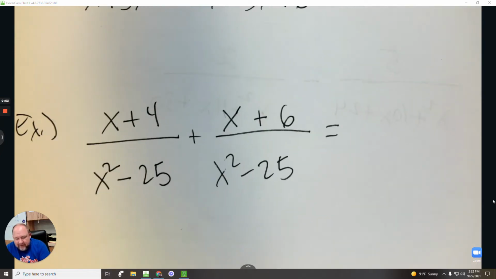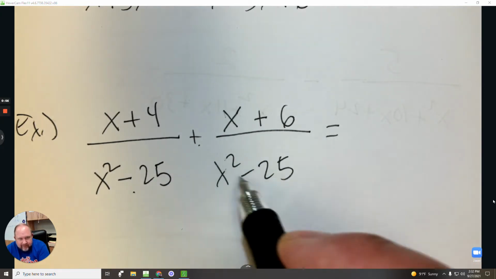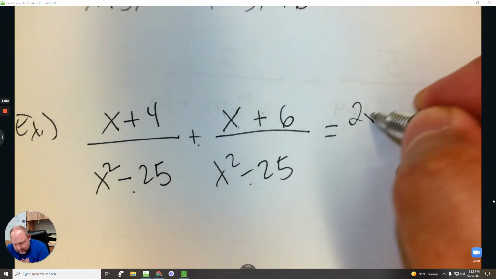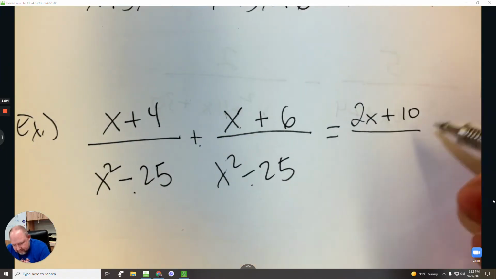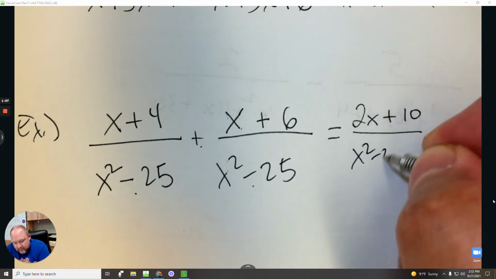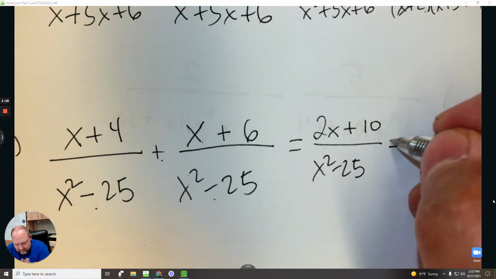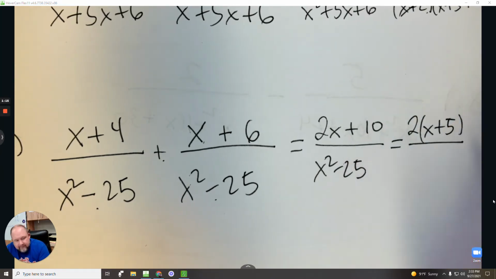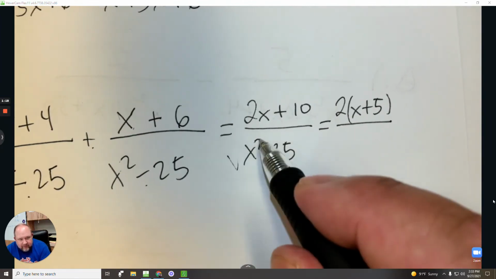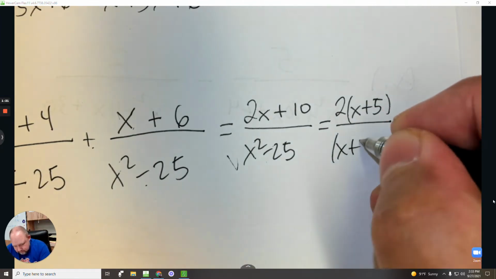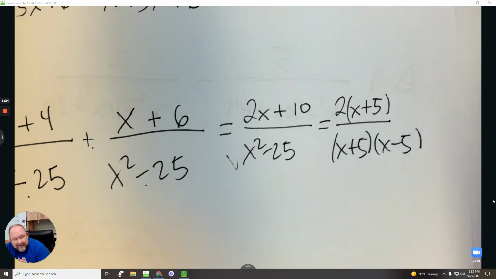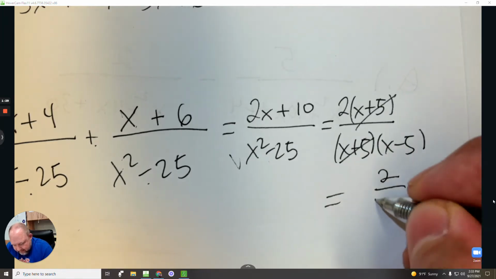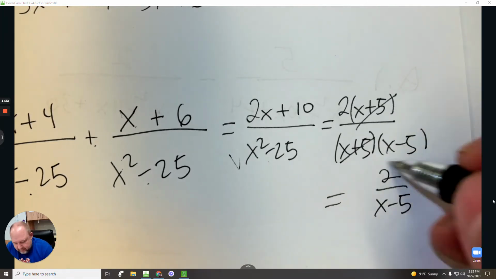So let's start with step 1 again. If I'm adding fractions, the denominators need to be the same. They are. Then add the numerators. So x plus x is 2x, and 4 plus 6 is 10. At this step, we're going to try to factor and simplify it if we can. So the numerator, you factor out a 2. The denominator, this is called a difference of squares. Now look, x plus 5 factors out, and you're left with 2 over x minus 5.